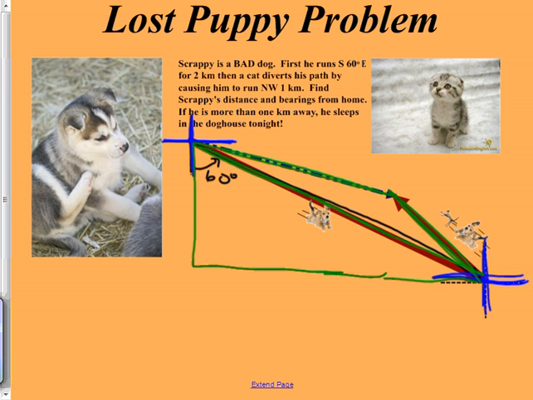No. What's the actual question? Find Scrappy's distance and bearings from home. Which of these lines is that? The blue dotted one. That's his distance from home.